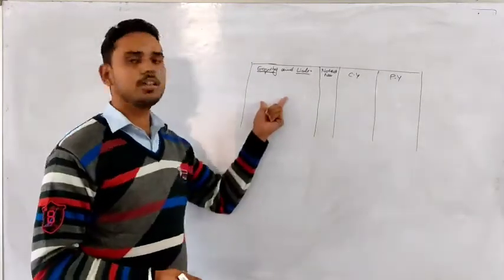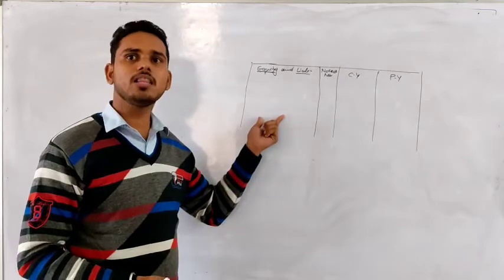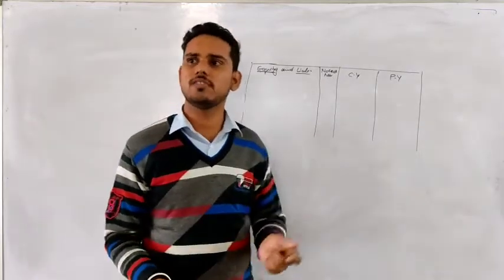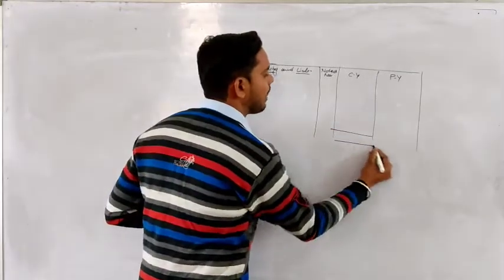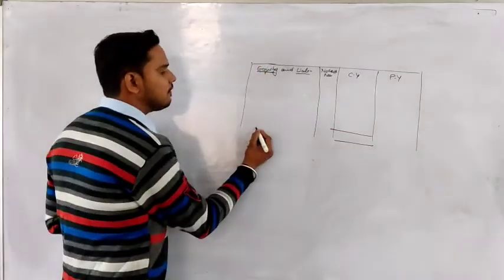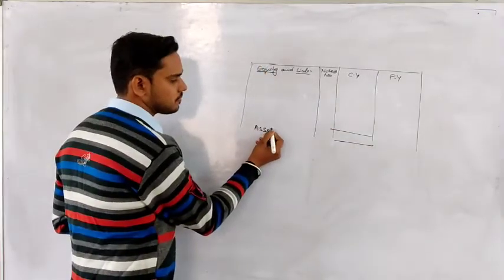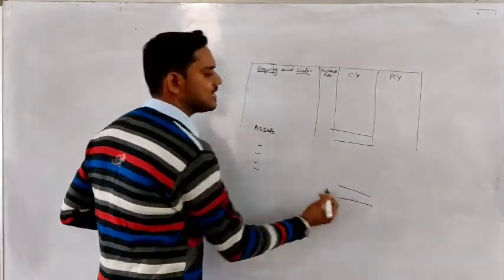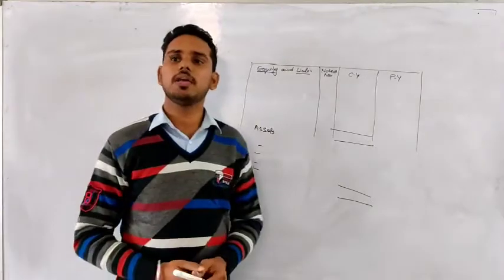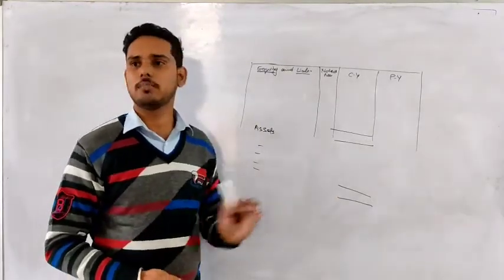First we will write all the capital and all the outside liabilities, long term as well as short term. Then we will total the amount. Then we will start the assets and write all the assets. Then we will total the assets also, and then we can compare the total of assets with the total of liabilities.